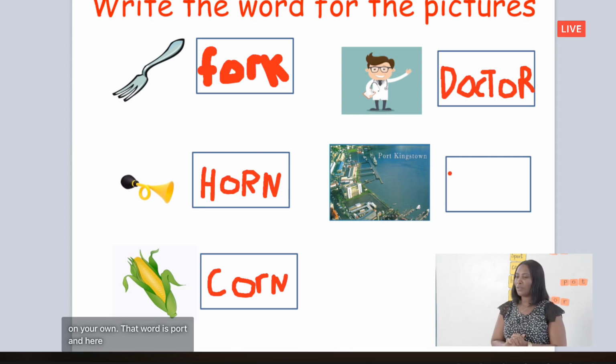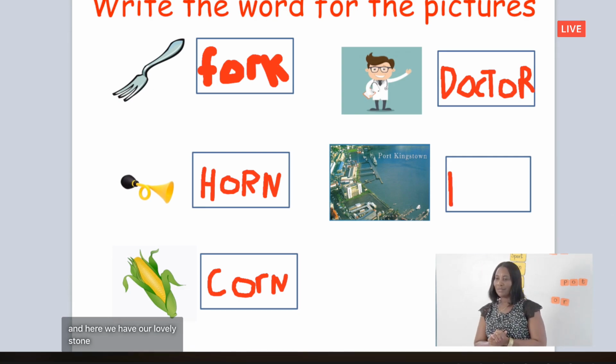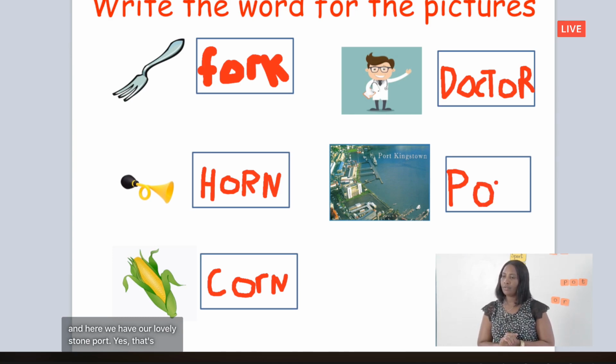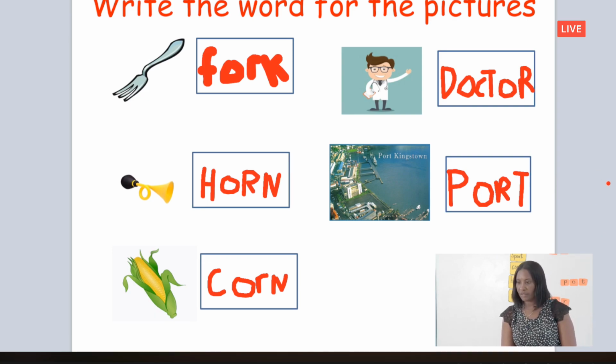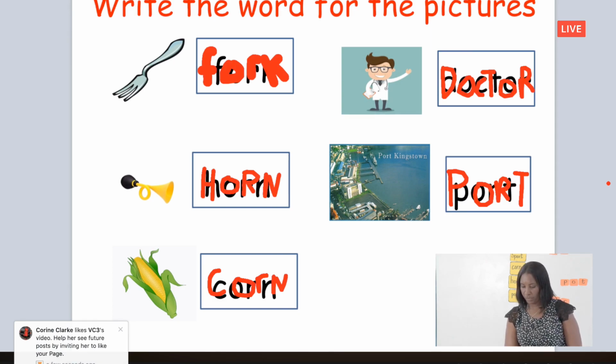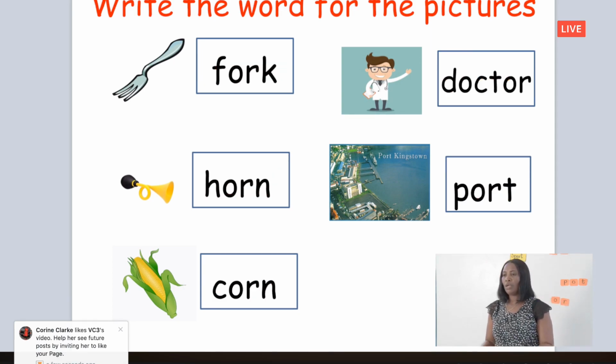And here we have our lovely Kingstown. Port. Yes, P, O-R, and T. Port. Good job, boys and girls. You're doing an awesome job at spelling and writing your own word.